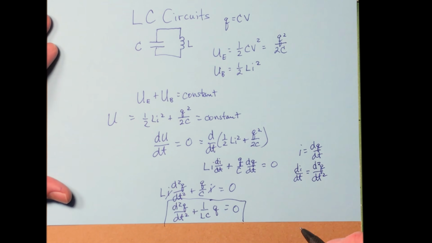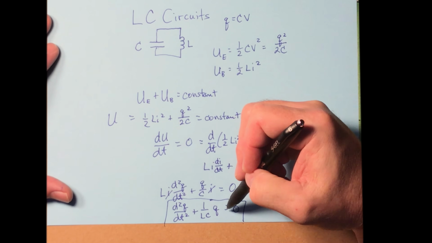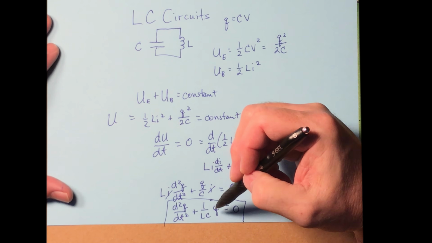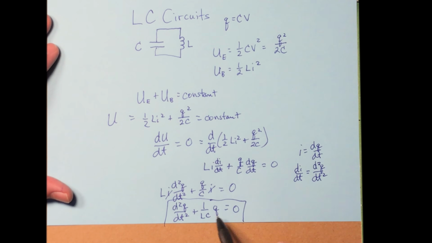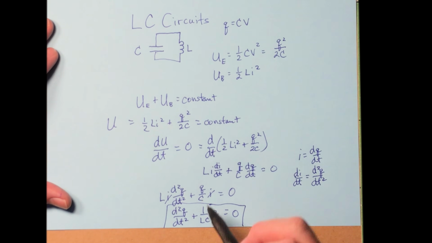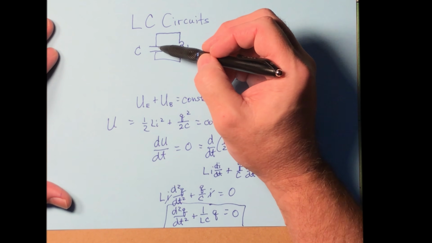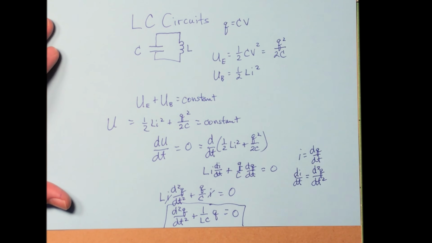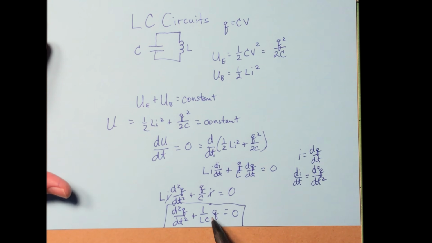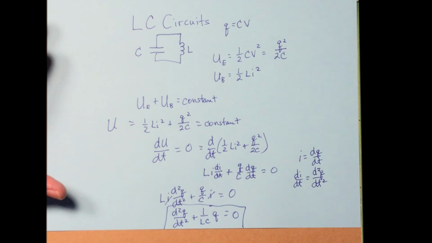There. So we have a solution to this equation, or I should say, if we can find a solution to this equation, then that is what the charge on the capacitor is going to be. Now, looking at this, this is a different kind of differential equation than you've seen before. This is a second order homogeneous differential equation, and it's more complicated to solve.